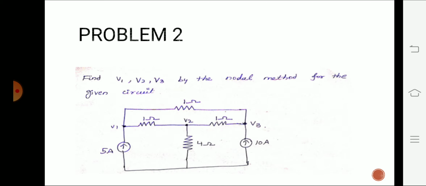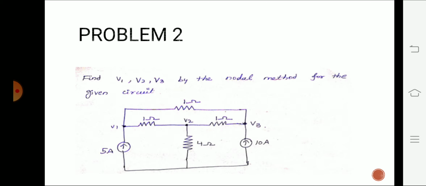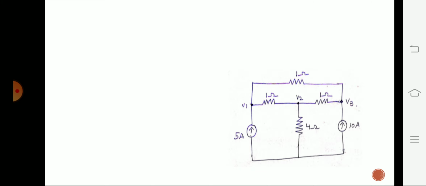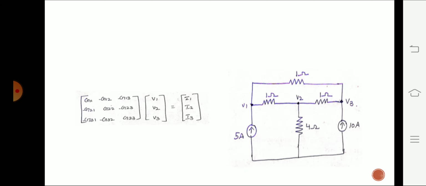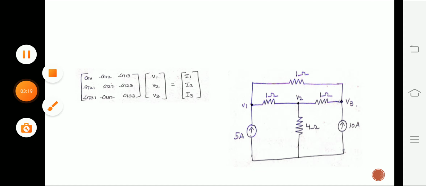Problem 2. Find V1, V2, V3 by the nodal method for the given circuit. There are 3 nodes available, V1, V2, V3. So we form the 3 cross 3 matrix. Here all the sources are current sources, so there is no need to change the sources.